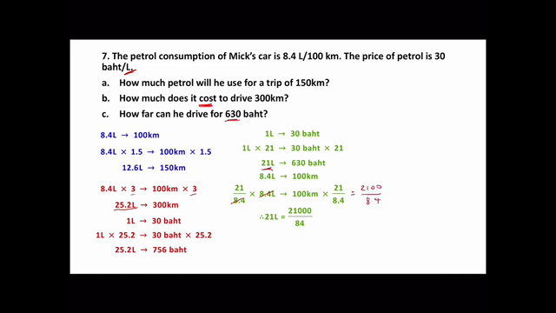Make everything whole number, so times by 10 times by 10. So it becomes 21,000 over 84. So we can simplify. So divide them both by 21. Okay, 84 is 21 times 4. So it comes 1,000 over 4, which is 250. So he can go 250 kilometers if he has 630 baht.